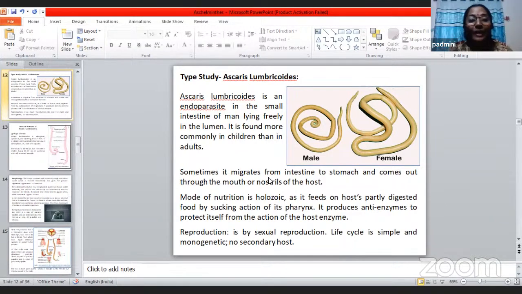So coming to the type study, Ascaris lumbricoides. It's an endoparasite. Endo means living inside. Where do you find them? In the small intestine. Why in the small intestine? Because the properly, completely digested food is present in the small intestine. So these roundworms can easily have their ready-made food. It's like you order from Swiggy and eat it. In the intestine the food is ready-made, and they just have to suck the food and they can survive inside.